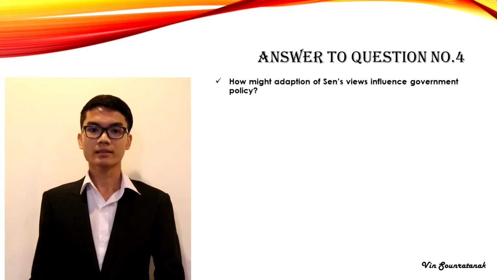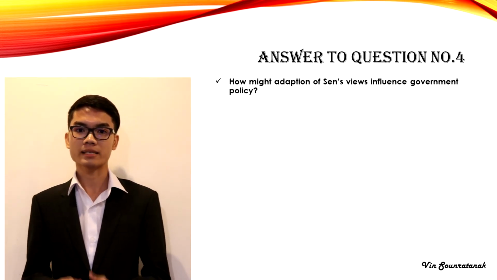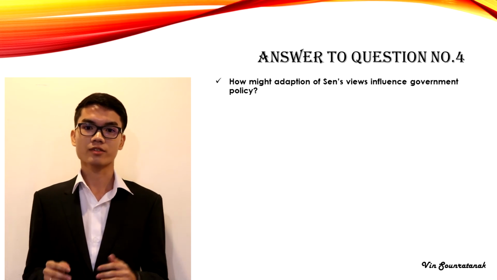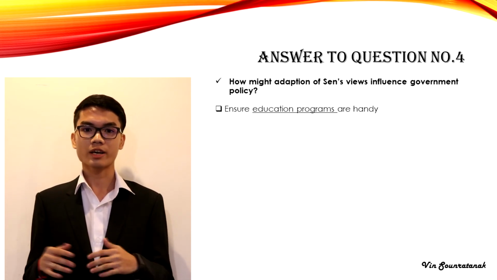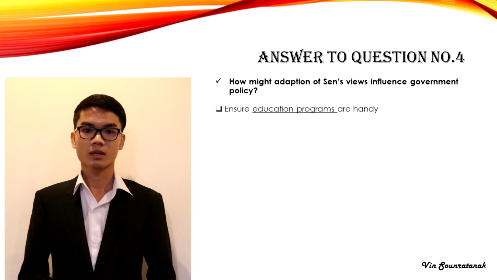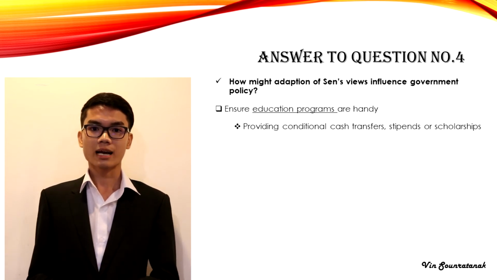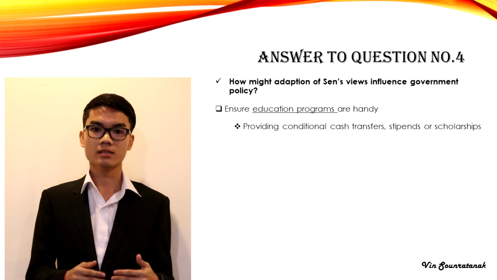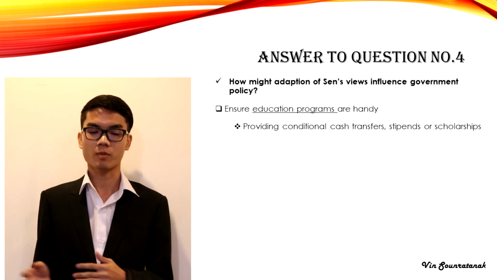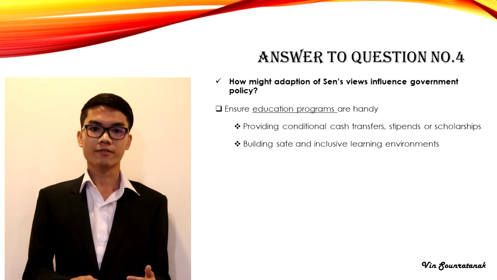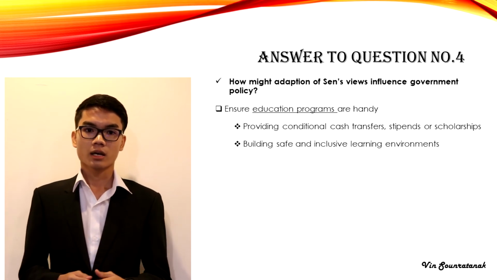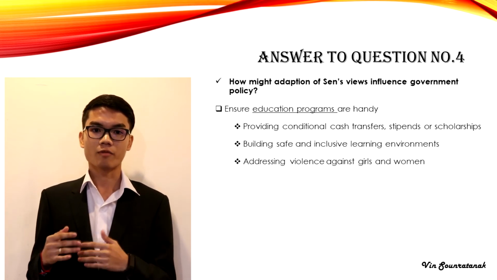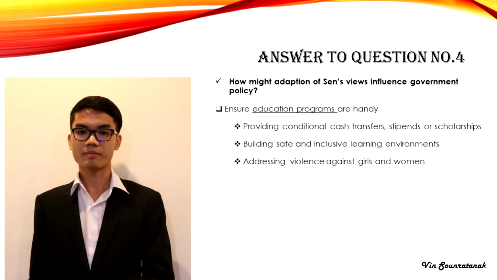Next, a government that has been influenced by Sen's views can stress three important policies. The first is to ensure education programs are handy, providing conditional cash transfers, stipends, or scholarships for unaffordable families, building safe and inclusive learning environments for girls and young women, and addressing violence against girls and women.